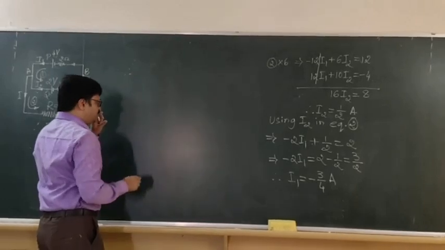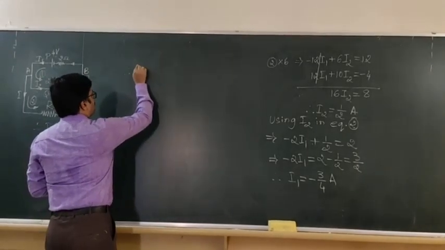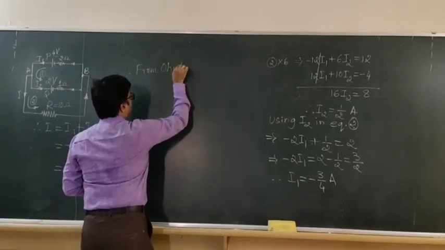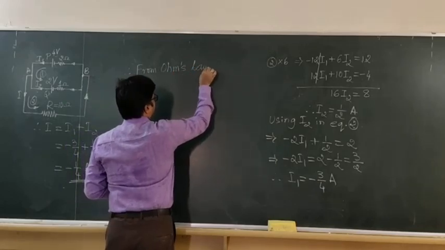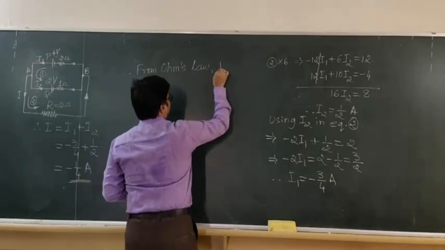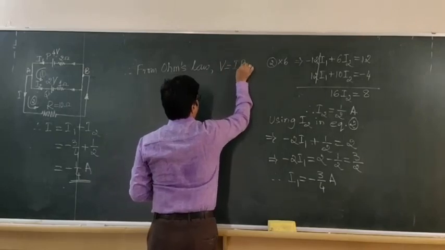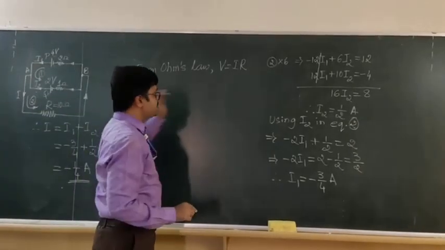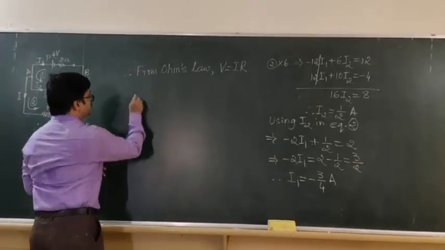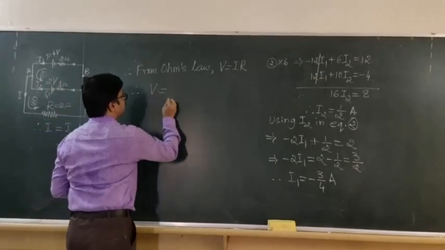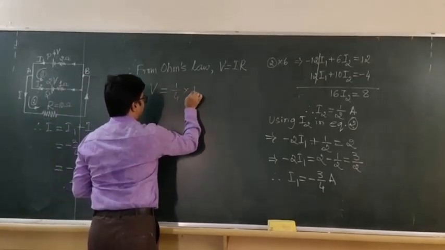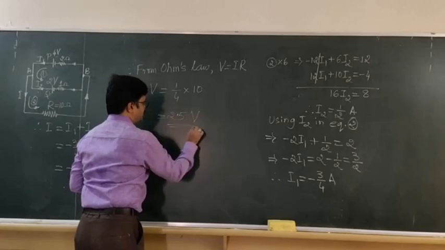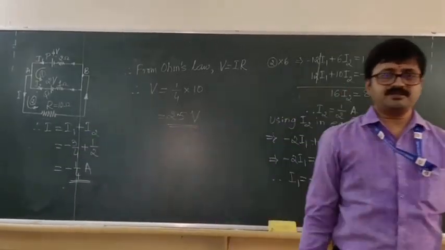Therefore, now here we can say that from Ohm's law, V is equal to IR. Now here I is 1/4 ampere and R is 10 ohm. So let us substitute them. Therefore, potential difference V is equal to 1/4 into 10, which should give us 2.5 volt. This is the potential difference that we have. I hope this is clear.